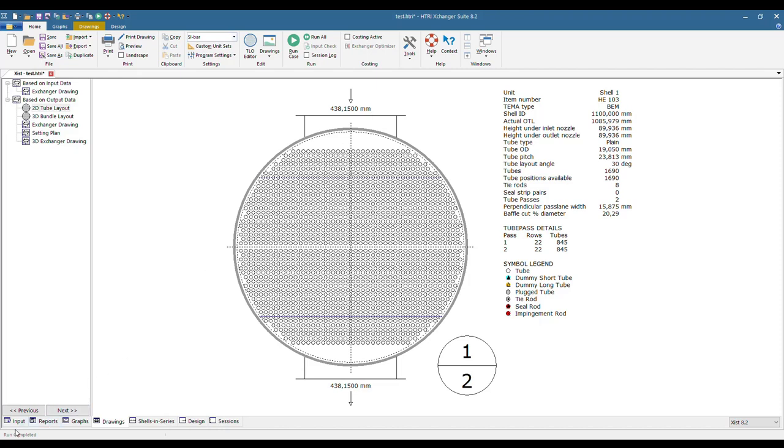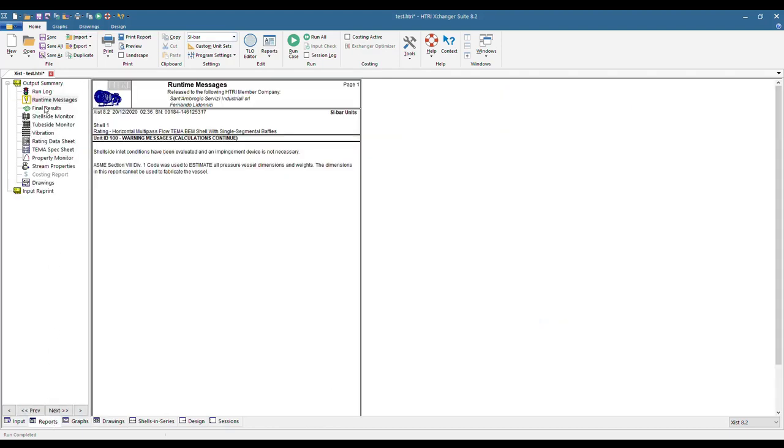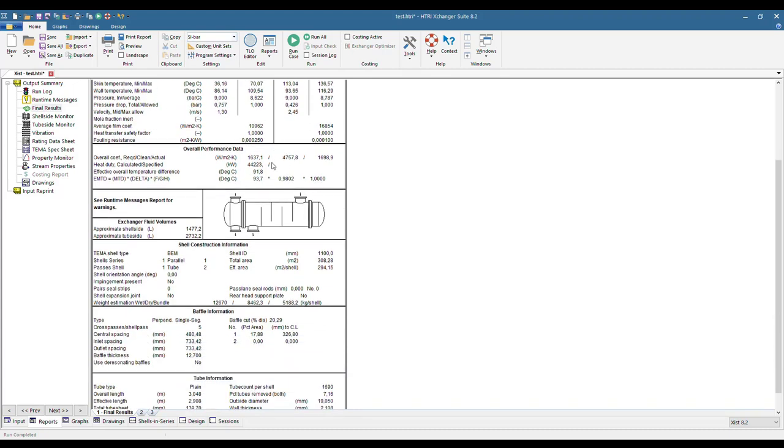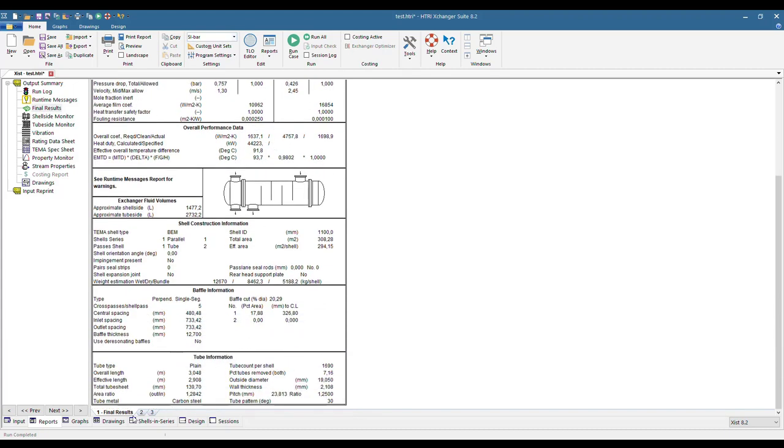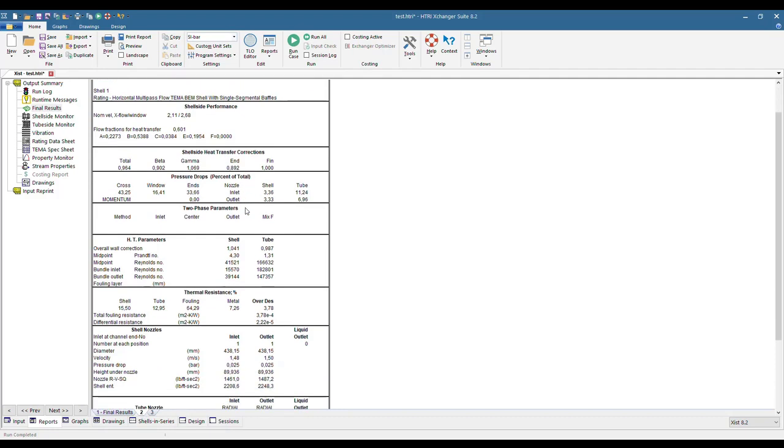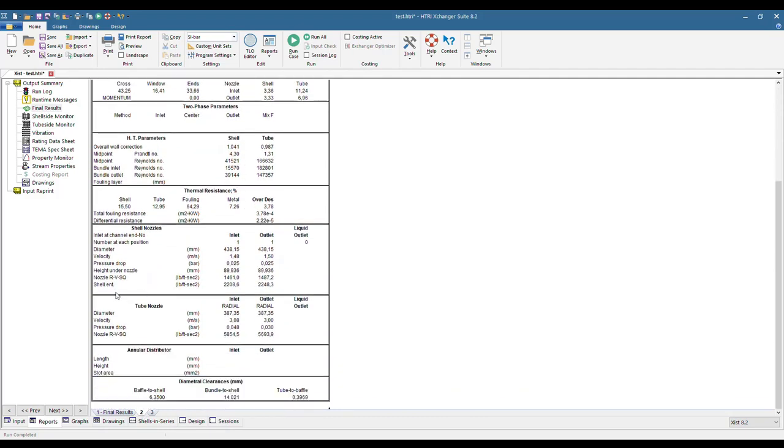If you want to see something more, there is a specific report, which is the final results here, that gives more information. For example, the rho V square shell nozzles, so nozzle rho V square, this is already in English unit, is just a little bit below the specified value of 1500. 1500 is the limit. So above 1500 you need an impingement device.